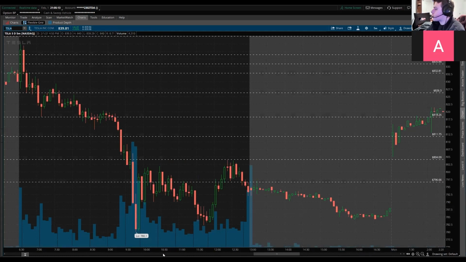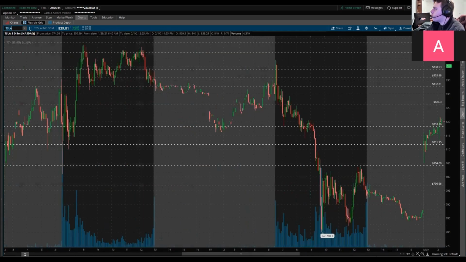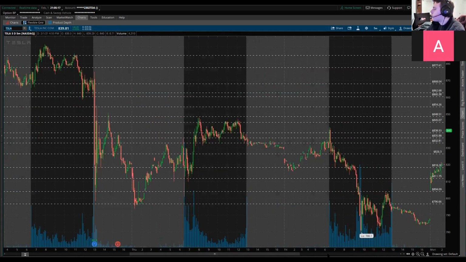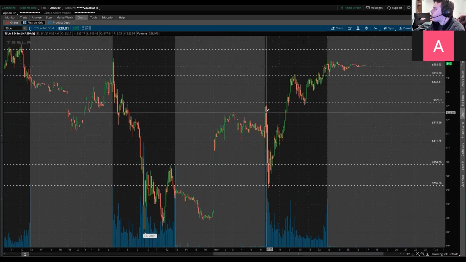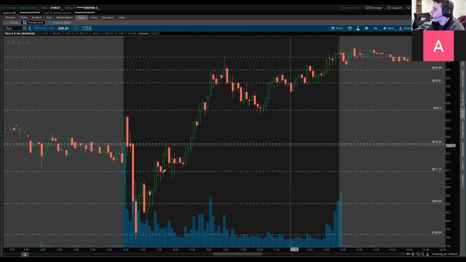We'll look at Tesla, for example. A good example. Price pushes up in the morning, but then sells off, and then you see it bounce off this price level, and then start to go up. And you had that price level on your chart before. Wow.